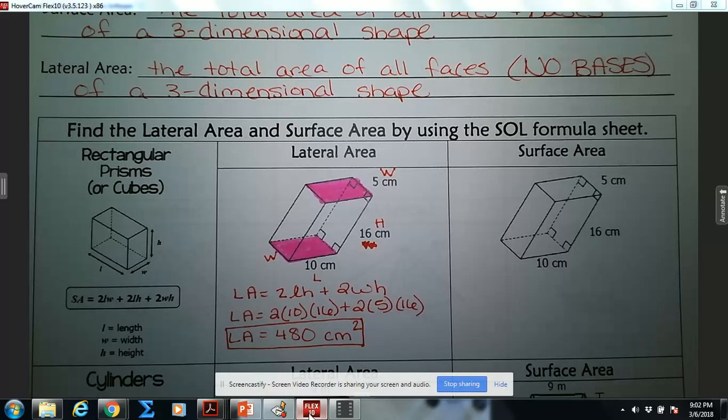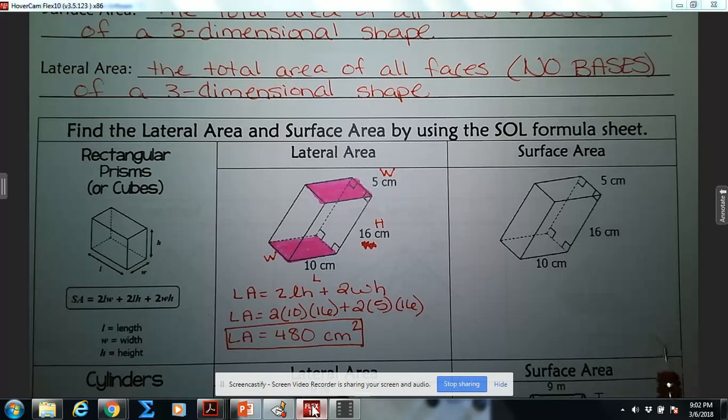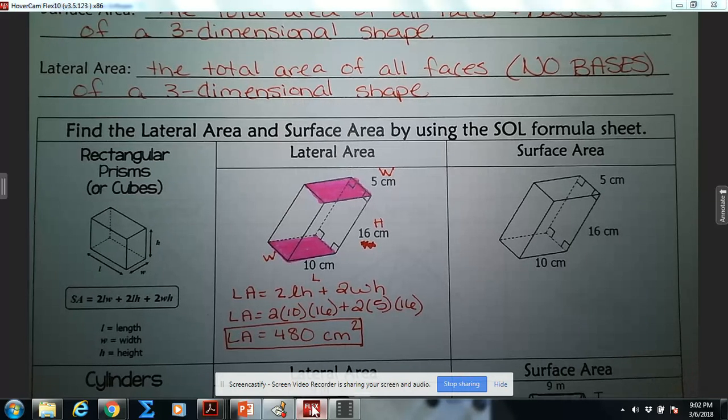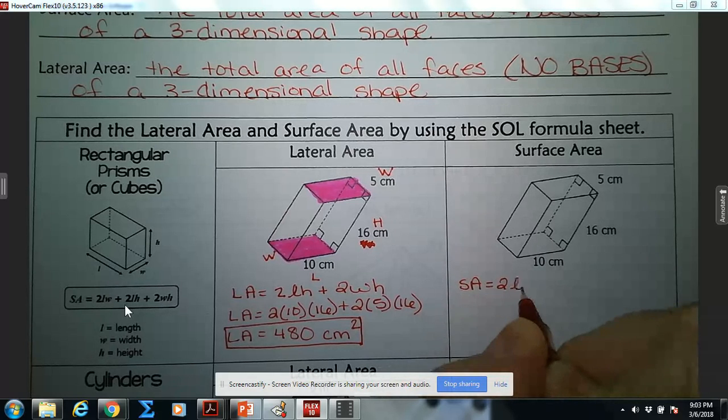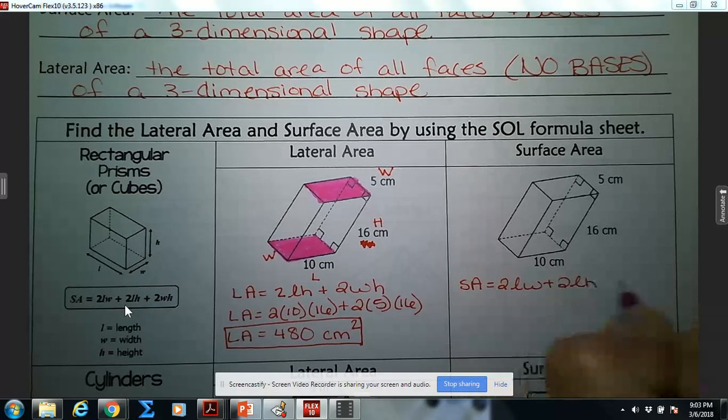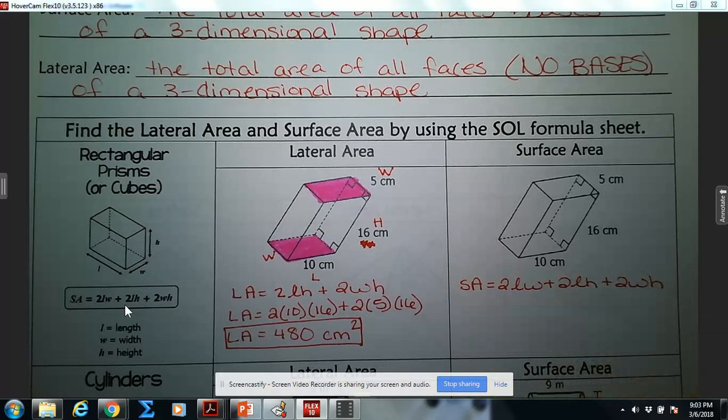Okay, let's take it one step further. Let's go over here to the surface area. Okay, now the surface area is the total area of all faces and bases. So looking right here at my formula, I don't need to exclude anything. I want the entire formula. 2 times length times width plus 2 times length times height plus 2 times width times height. That'll be 2 bases, 2 vertical faces, the bigger vertical faces, and 2 of the smaller vertical faces.